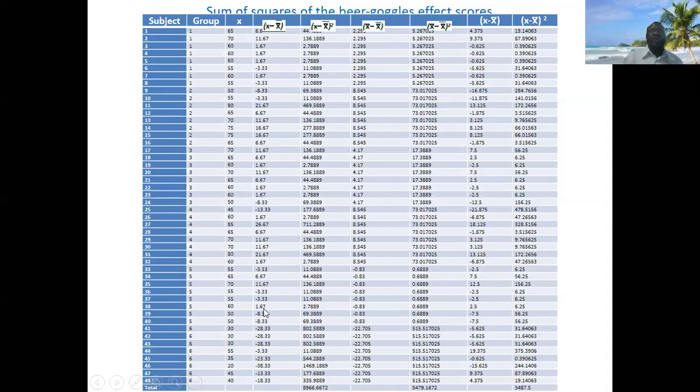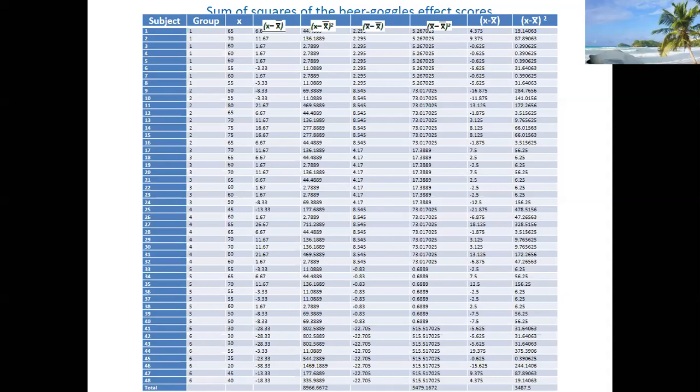We just remove what we did yesterday. You remove the grand mean, which is double bar, the mean of means, the grand mean. You remove it from individual value for all the 48. If you do that and square it, which is the sum of square, it gives you the sum of square total. The total is the total variability in the whole data.